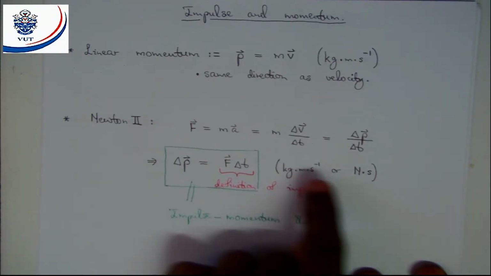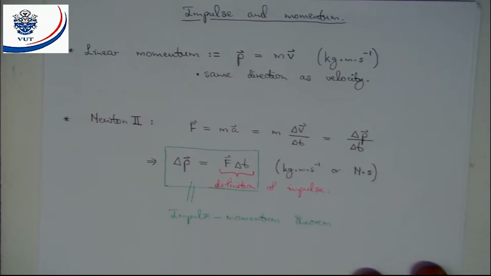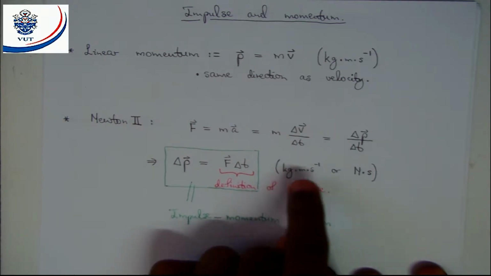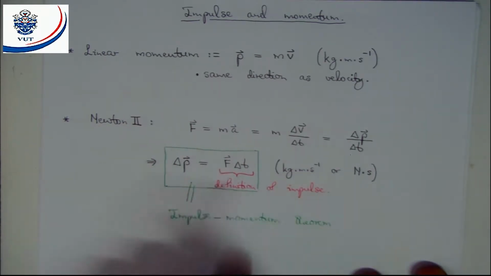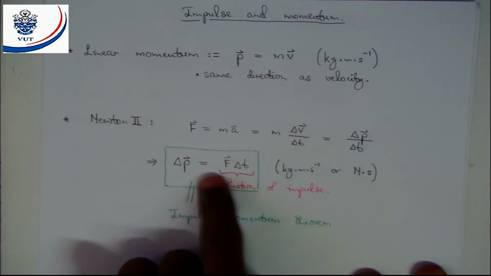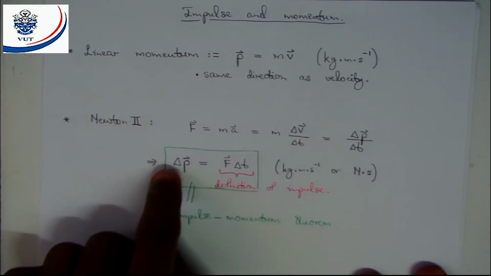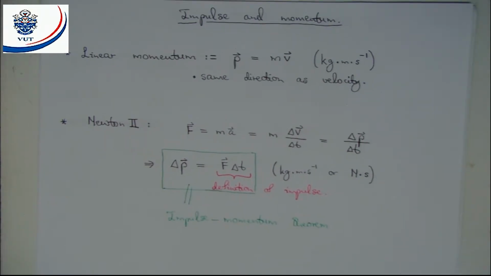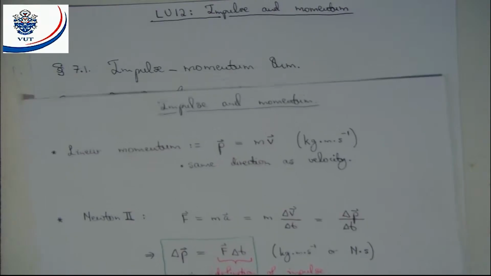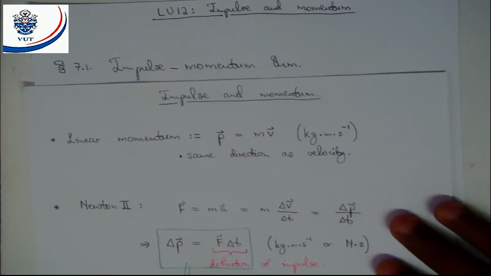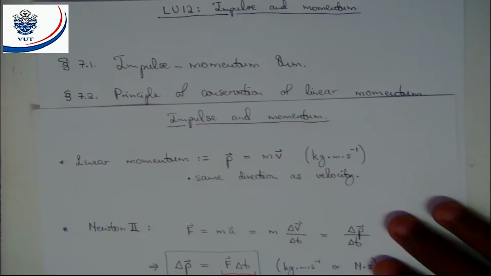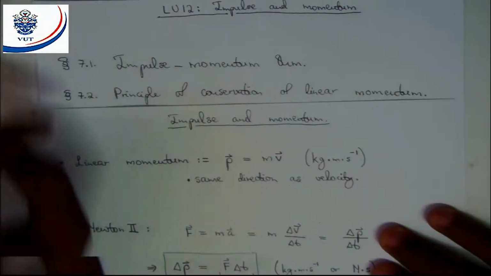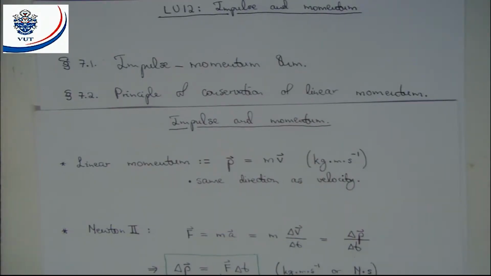And notice that there are two units of measurement that we have: either newton times second, or kilogram meter per second. Both of them are correct. The newton second comes from the force times the time, and the kilogram meter per second comes from the momentum side. Okay, so in our plan, we have just covered section 7.1. Now we are interested in the principle of conservation of linear momentum, and let's look at that.